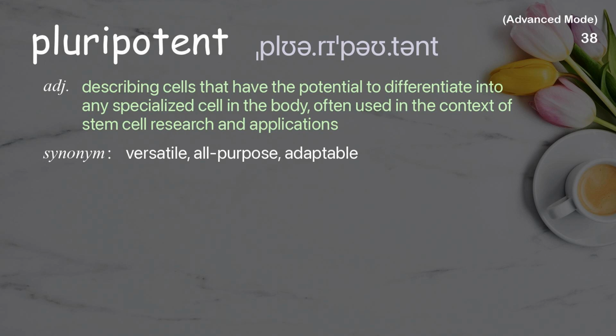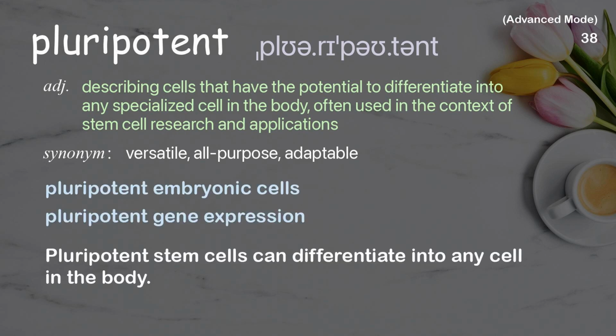Pluripotent. Describing cells that have the potential to differentiate into any specialized cell in the body, often used in the context of stem cell research and applications. Examples: Pluripotent embryonic cells. Pluripotent gene expression. Pluripotent stem cells can differentiate into any cell in the body.